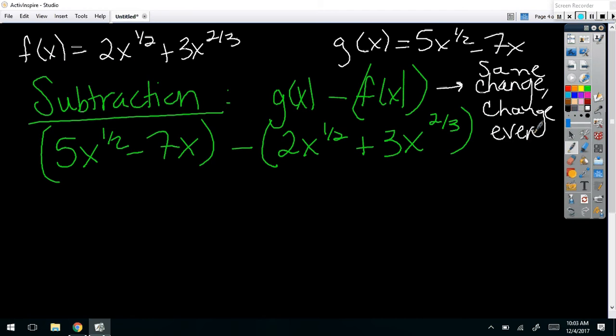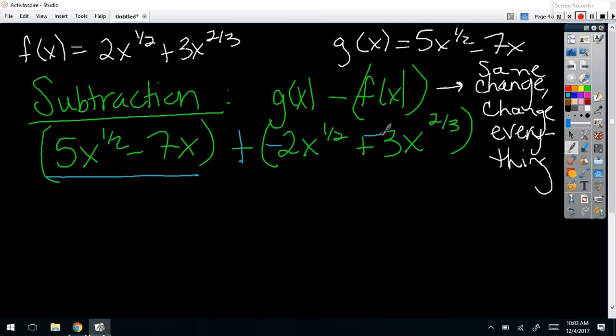Change everything in parentheses that follows the subtraction. That means everything behind the subtraction. We keep the first one, so it's gonna be same, change. Change everything in here.